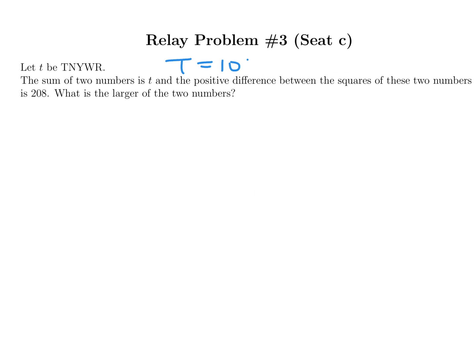T is 104. The sum of two numbers is T, and the positive difference between the squares of these two numbers is 208. What is the larger of the numbers? So T is 104. So we have two numbers. Let's just call them X and Y, and their sum is 104. Let X be greater than Y. Then the positive difference of the squares, X squared minus Y squared, is going to be 208. And I think that's the setup of the question.